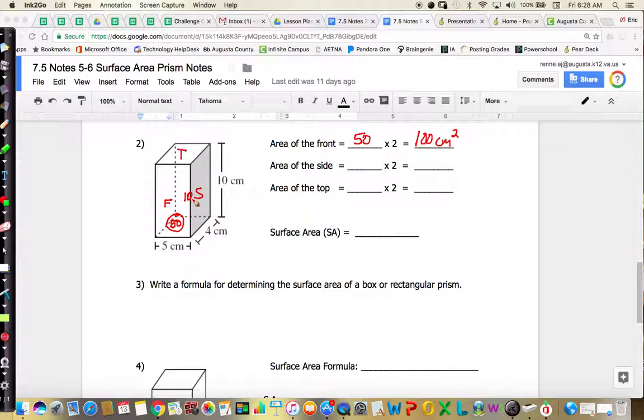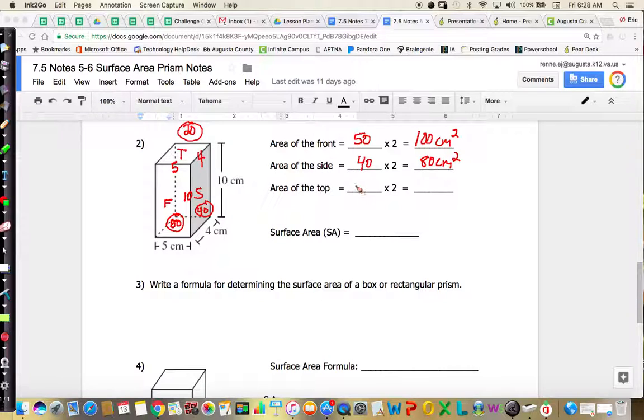Okay, the area of the side. We have a length and a width, so we're going to do 4 times 10, which is 40. And we're going to double it because there's two sides, so 40 times 2 is 80 centimeters squared. And then the top, once again, just like the previous problem, they're not labeled. So look across, I see a 5, so this side is 5. And look across from the width, and I see a 4. And 5 times 4, of course, is 20.